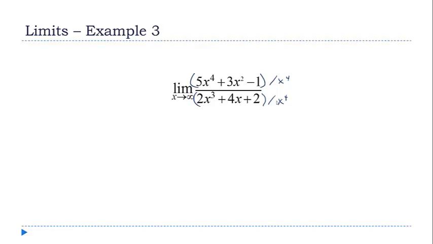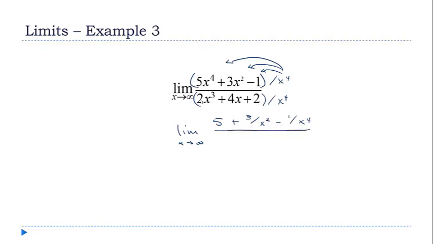I can multiply or divide the fraction as long as I do the same thing to both the top and the bottom, right? So now watch what happens to the limit. This becomes the limit as x approaches infinity. I want you to think about distributing this x to the 4th into here. This becomes 5 over x to the 4th, which is 5, plus 3x squared over x to the 4th, which is 3 over x squared, minus 1 over x to the 4th.